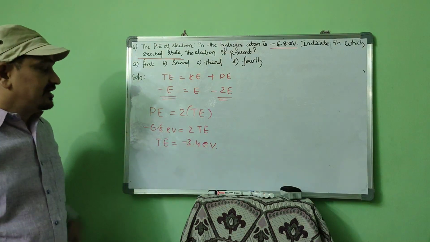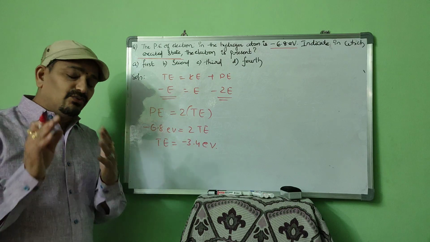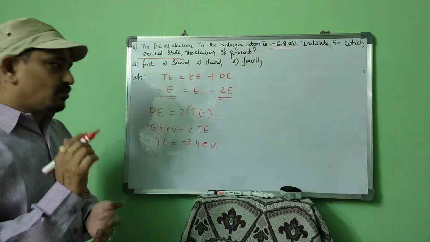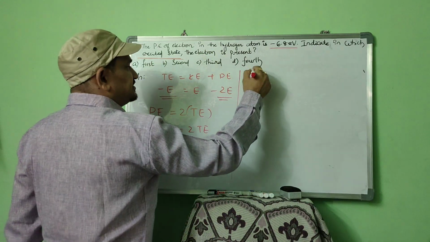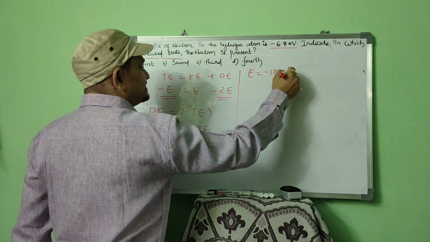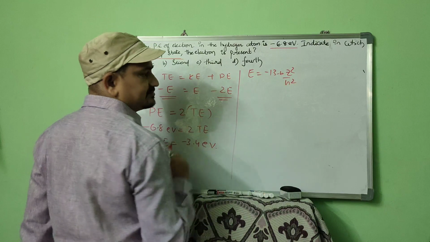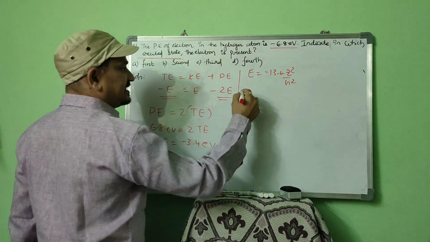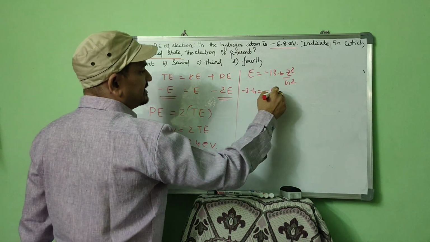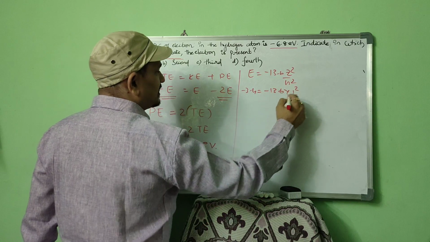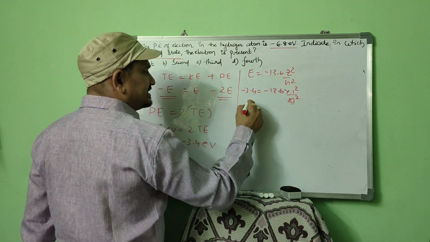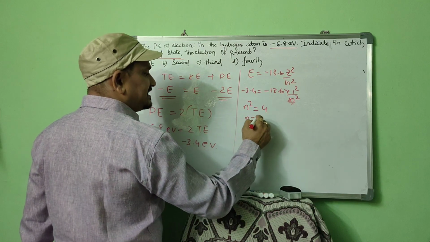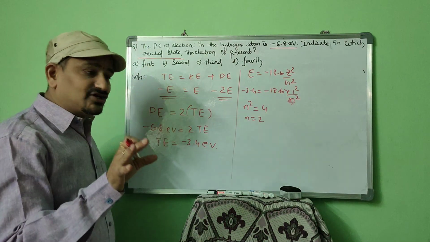We got the value. Now from this point onwards, we can solve the question in 2 ways. One is the regular systematic procedure. Energy is equal to minus 13.6 into Z square by n square. So energy is given as minus 3.4 equals minus 13.6 into 1 square by n square. We have to find that n value, right? So n square equals 4, n is equal to 2. Here n is the orbit number.